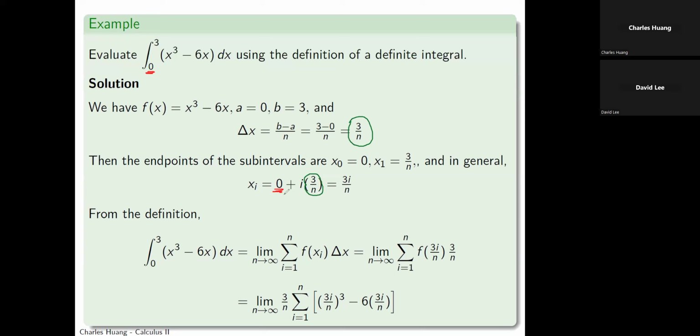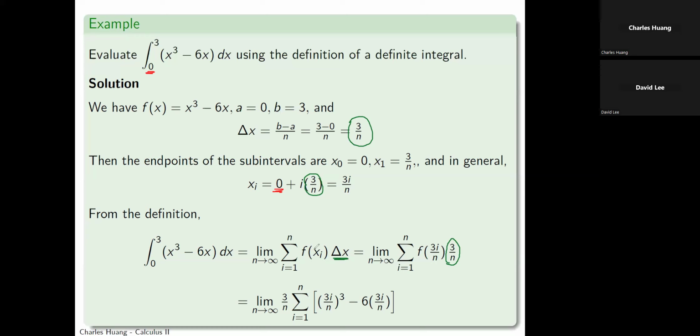And then the difficult part is, of course, calculating the area of the rectangle. So here we're going to calculate the area by taking the width. And of course, the width is this 3 over n. The height is the y value.